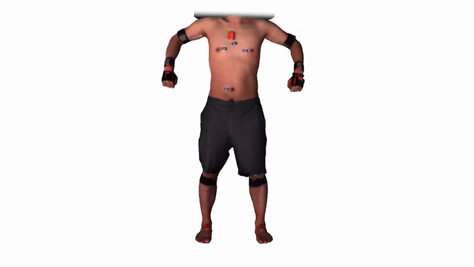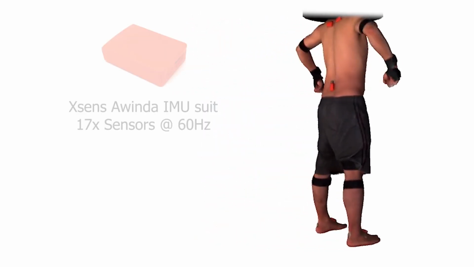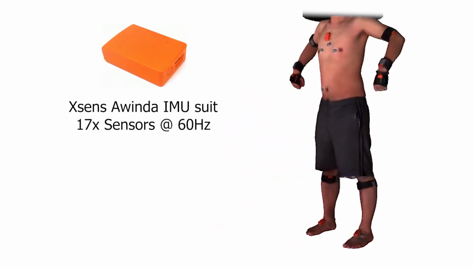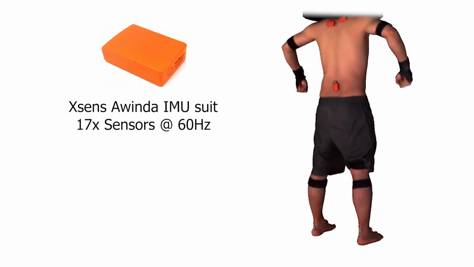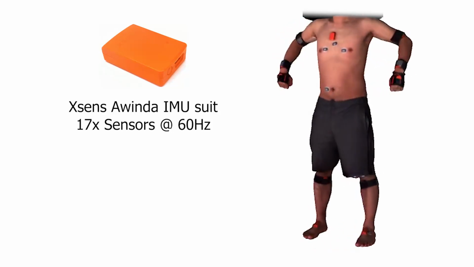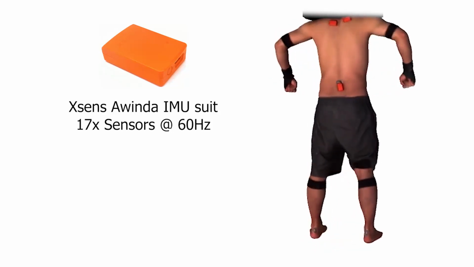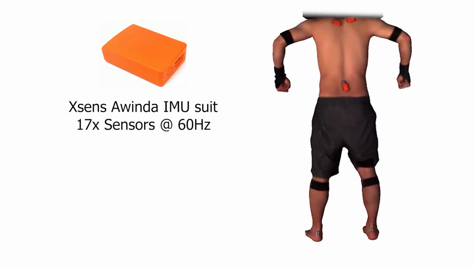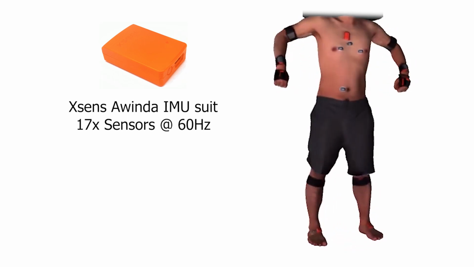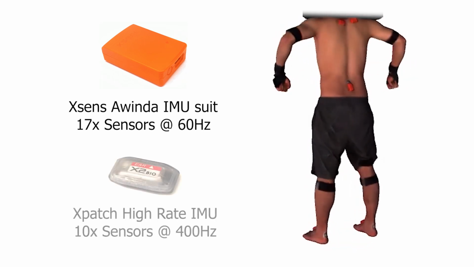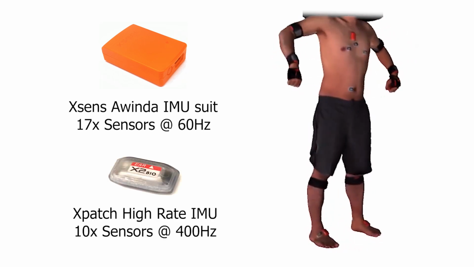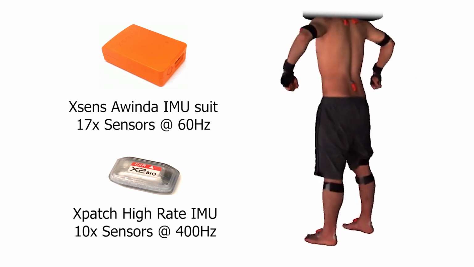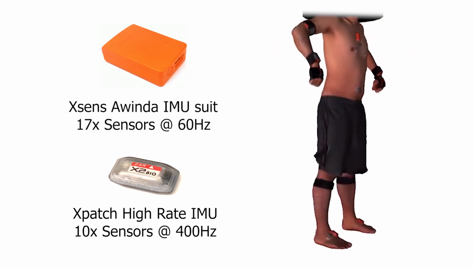To demonstrate our correction method, we equipped 5 subjects with a commercially available motion capture system. We chose the XSense Awinda IMU suit as it allows us to make motion capture out of the lab. This system contains 17 IMUs, which are placed on each segment of the body and sample at 60 Hz. We also instrument subjects with 10 X-Patch high-rate IMUs, which sample at 400 Hz. These sensors are sparsely placed on the feet and the torso.